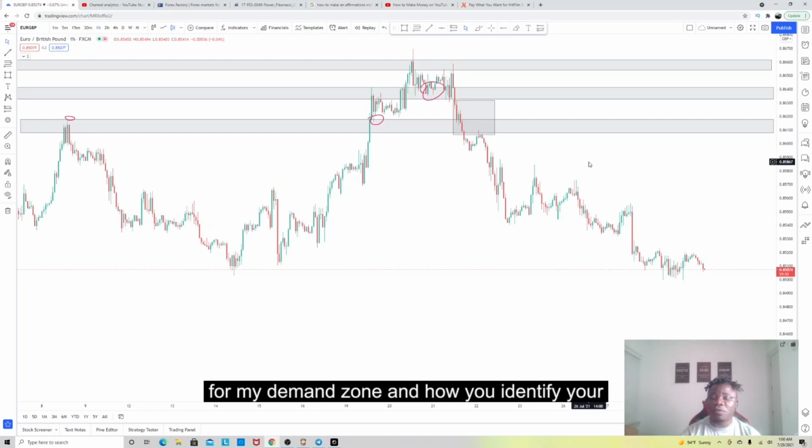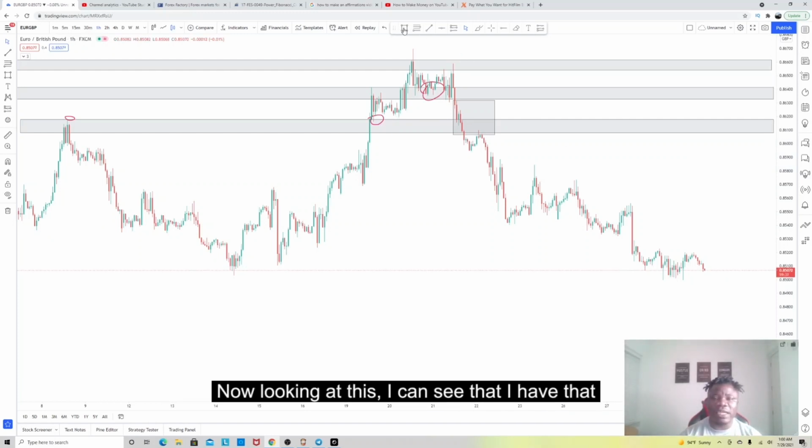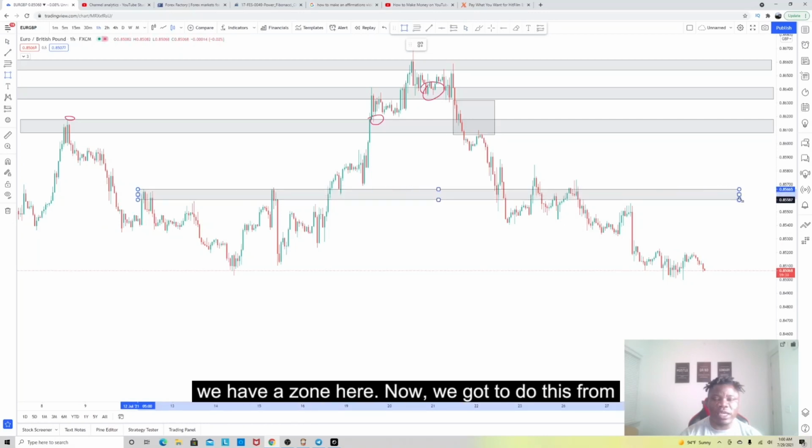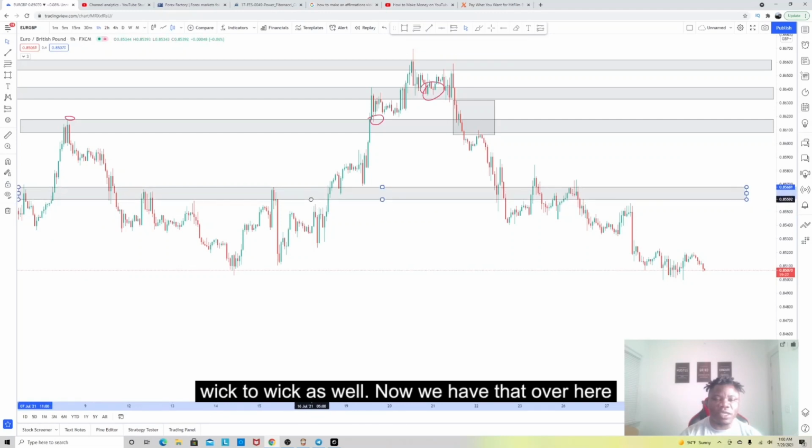I have to look for my demand zone. And how you identify your demand zone is you have to look for multiple touches. Where did price reject? Where did we have the rejection? Now looking at this, I can see that we have a zone here. We have to do this from week to week as well. Now we have that over here.